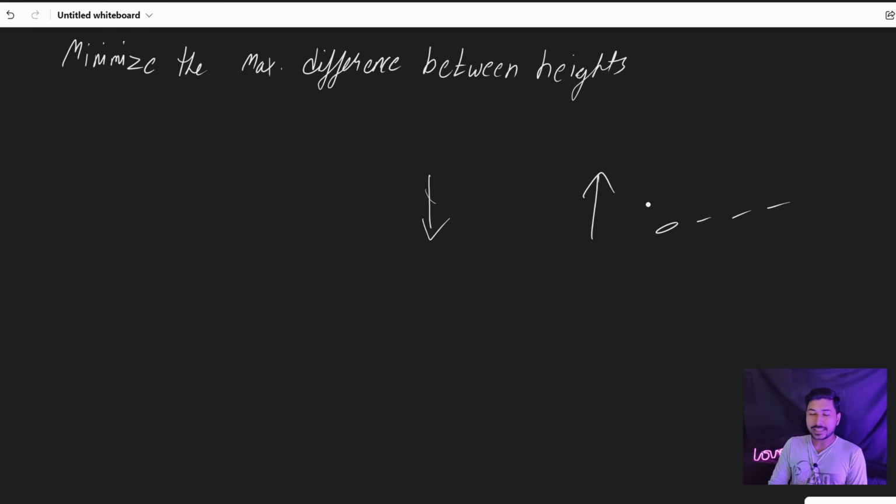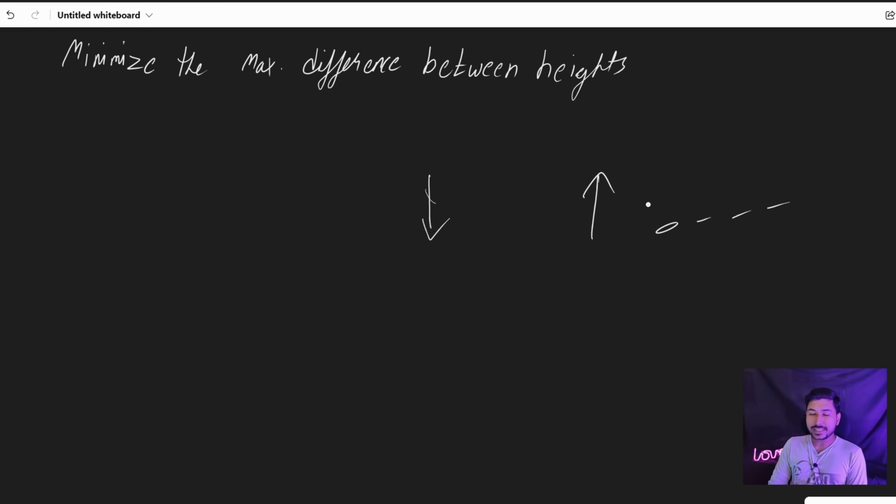The difference is b minus a. Sorry, a minus b is not the difference. B minus A is the difference because B is the maximum height and A is the minimum height, so you will get a positive answer. Now we have to modify this array by doing an addition or subtraction operation. On this array, we have to either add k or subtract k.